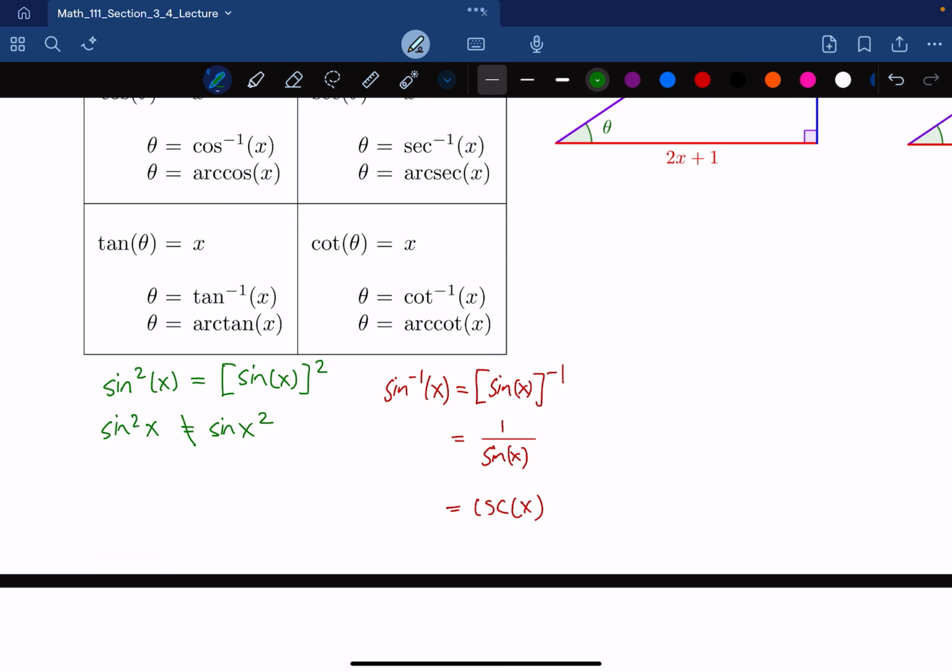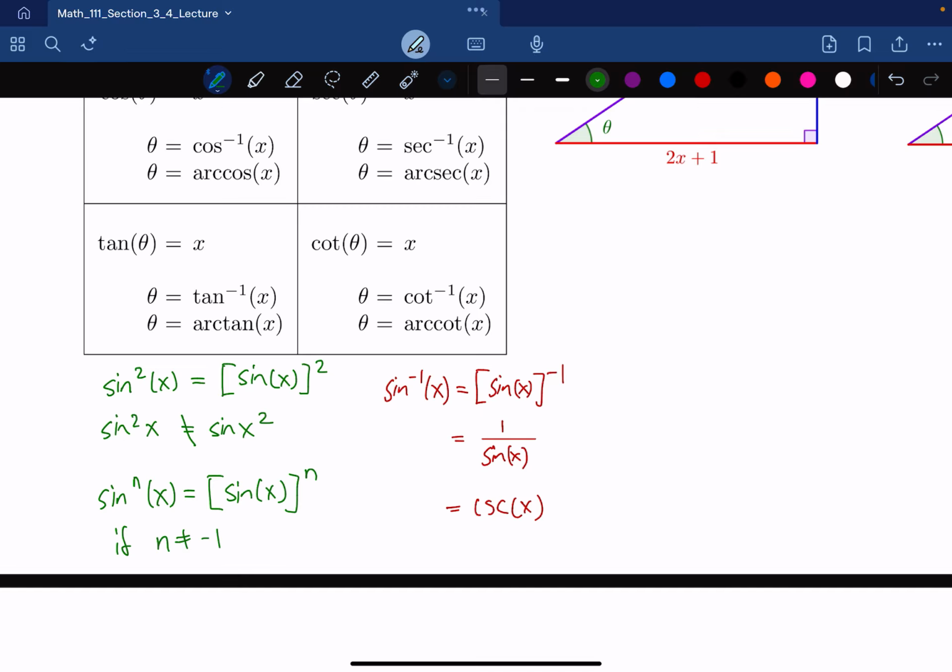So basically, what I'm trying to say here is that this notation, sine to the n of x, equals sine of x, quantity to the power of n. This is true for n not equal to -1.